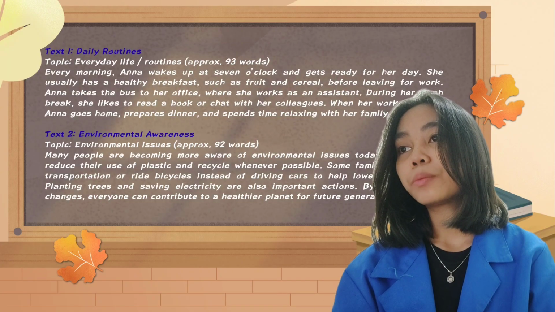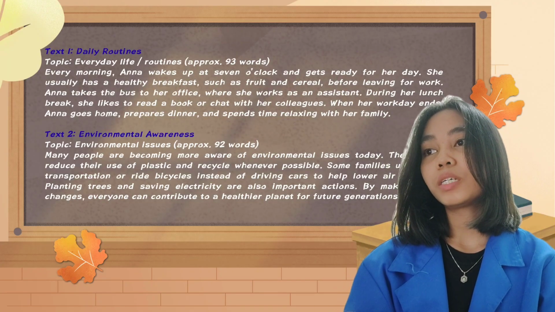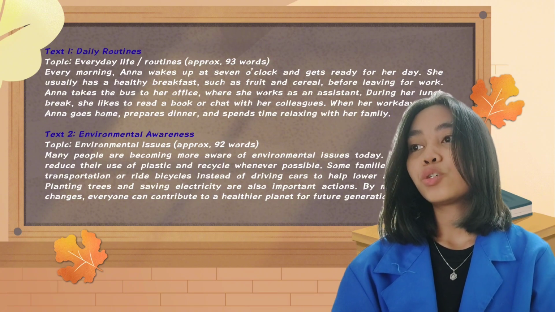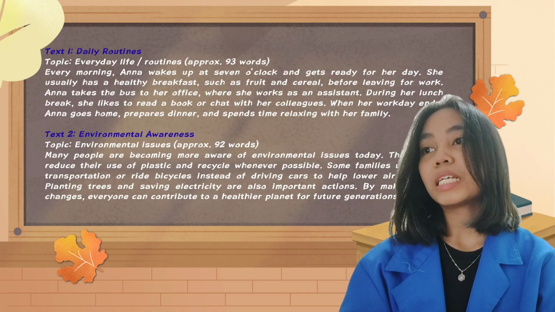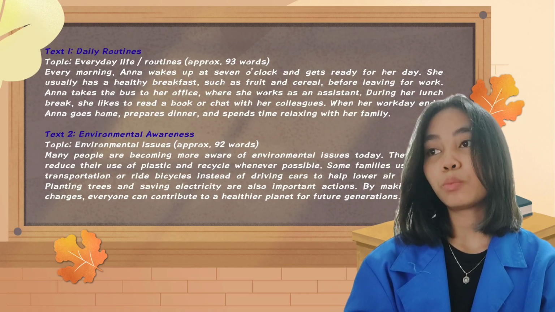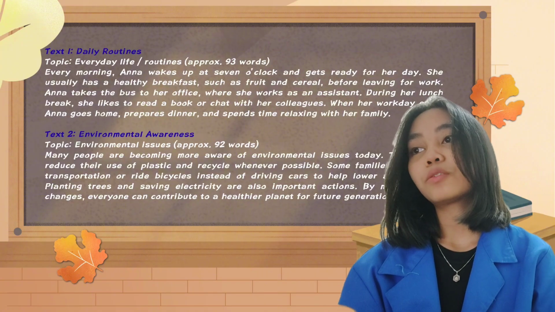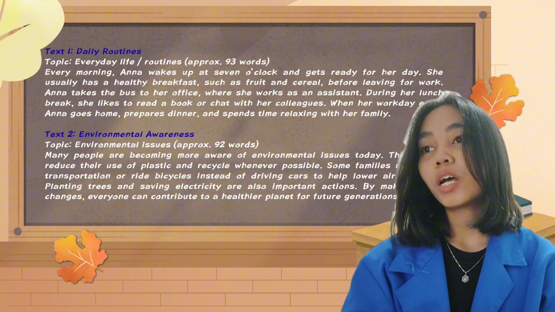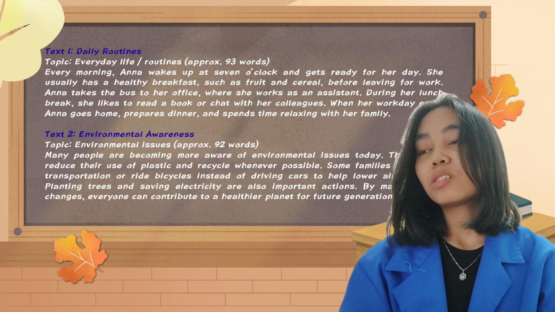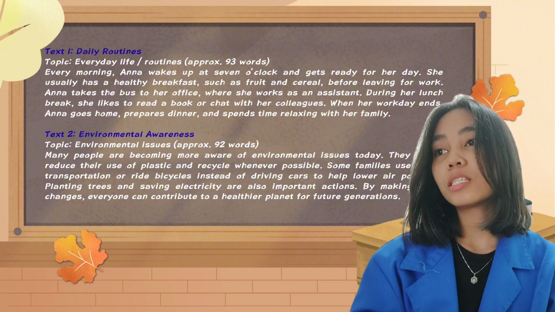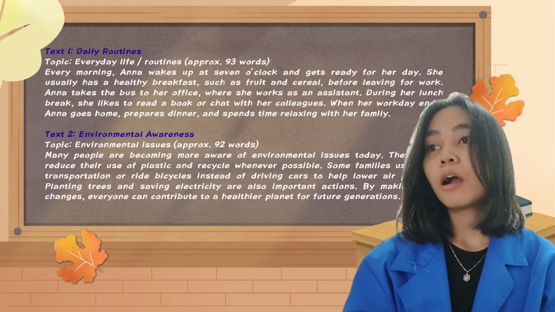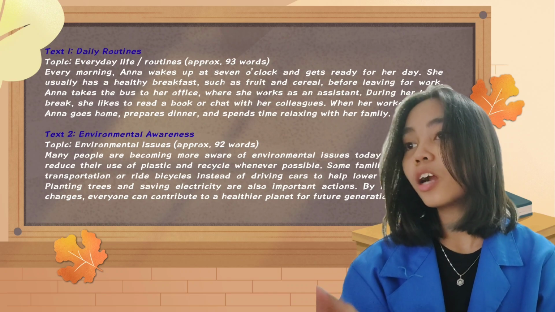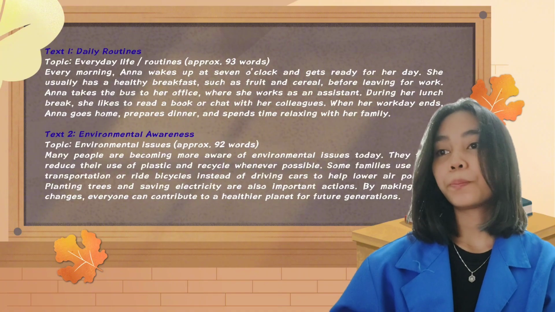Text 2, environmental awareness. Many people are becoming more aware of environmental issues today. They try to reduce their use of plastic and recycle wherever possible. Some families use public transportation or ride bicycles instead of driving cars to help lower air pollution. Planting trees and saving electricity are also important actions. By making these changes, everyone can contribute to a healthier planet for future generations.